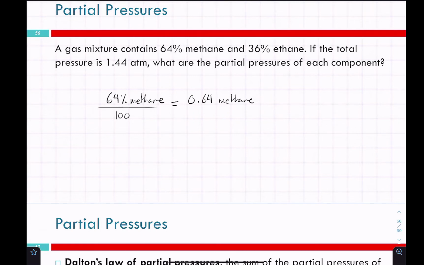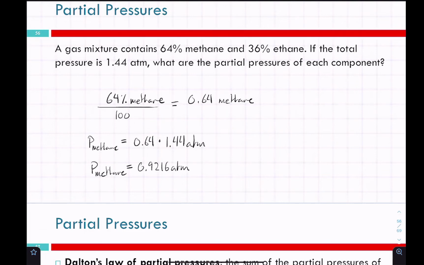And then we could take the pressure of methane would be 0.64 times the total pressure. So you would multiply that by 1.44. And then that's in atmospheres. So this fractional composition is always unitless. We just have to know that that is for methane. So the partial pressure of methane would be 0.64 times 1.44, which is 0.9216 atmospheres.